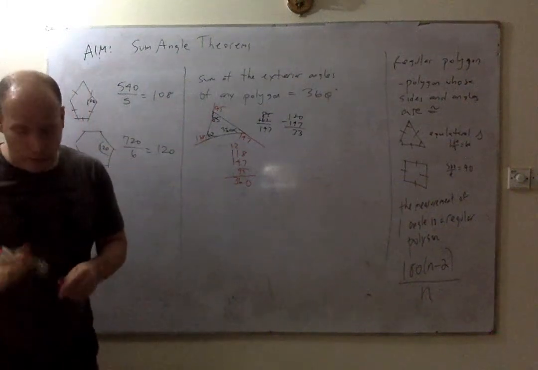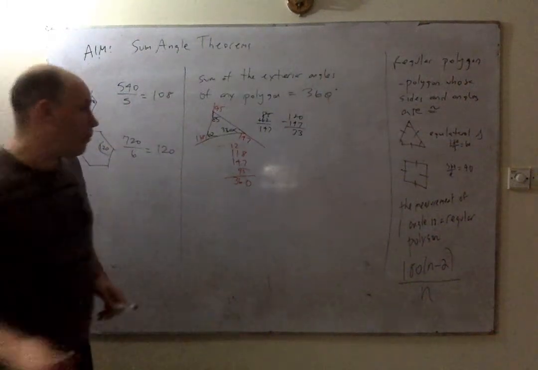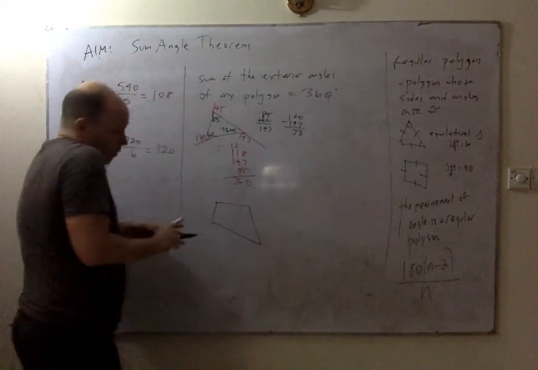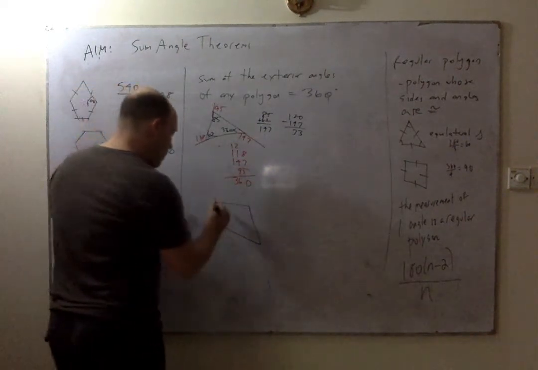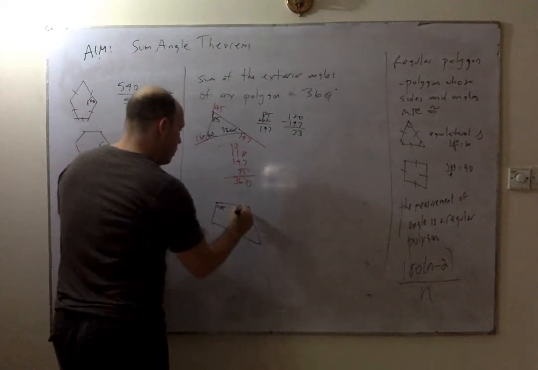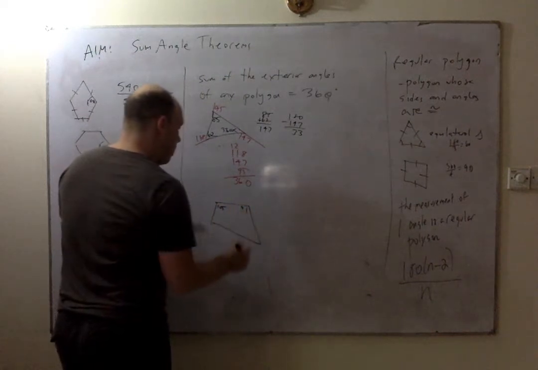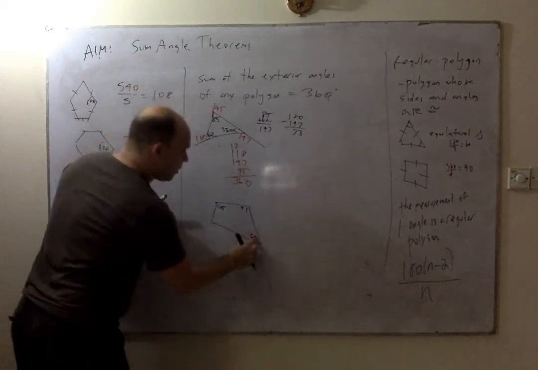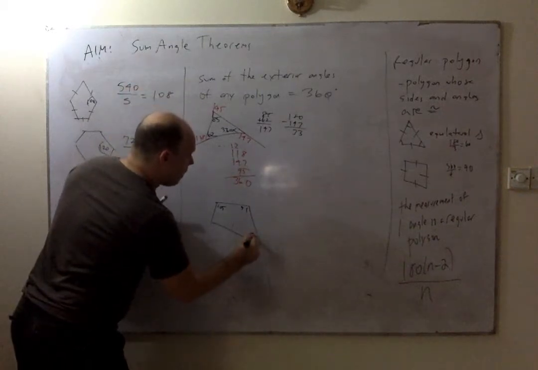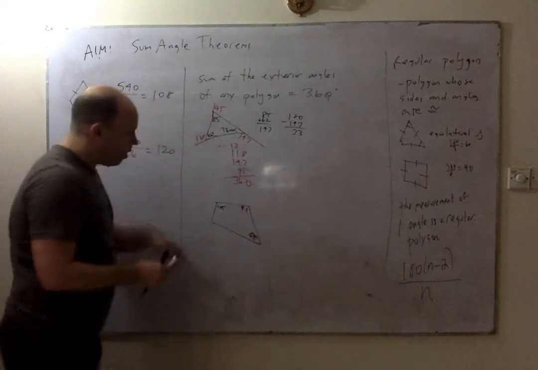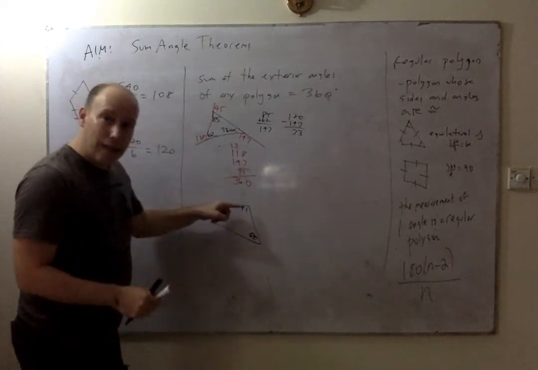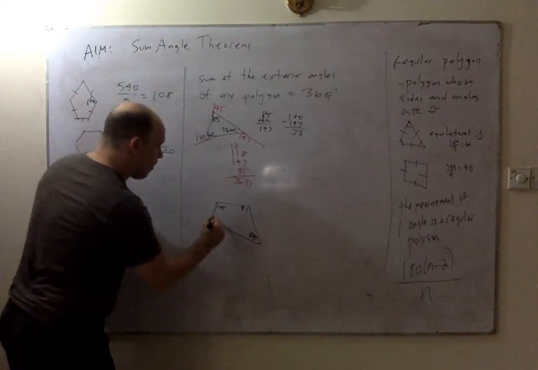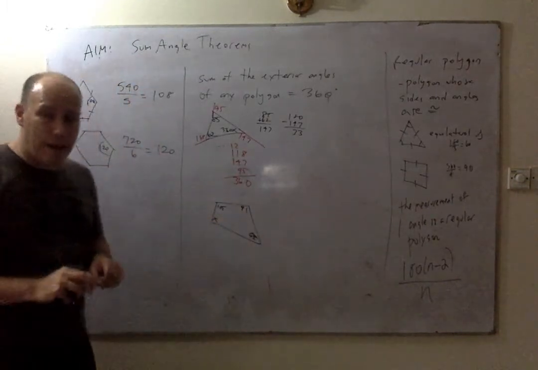Let's try another one. How about we try a quadrilateral, some weird quadrilateral that looks like this? Let me make some angles. Let's say this is 105, this is 91, and this angle down here is 65 degrees. My question to you is first, what is the remaining angle here? And then extend.